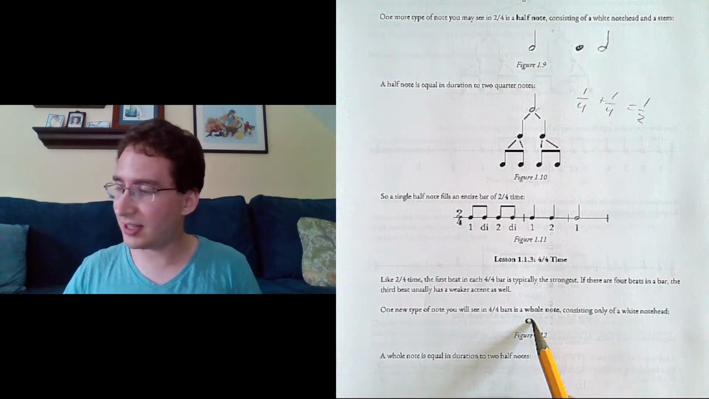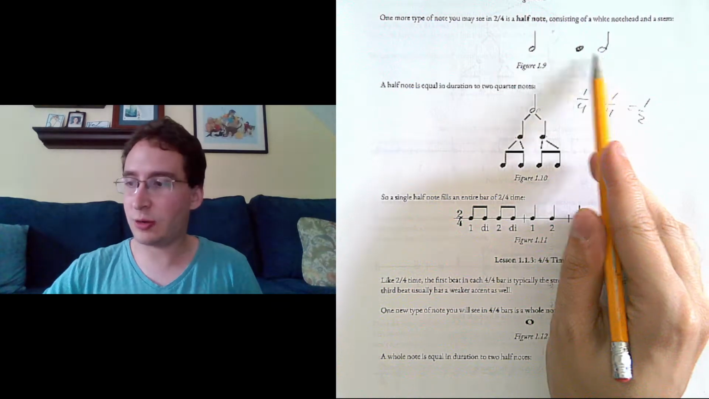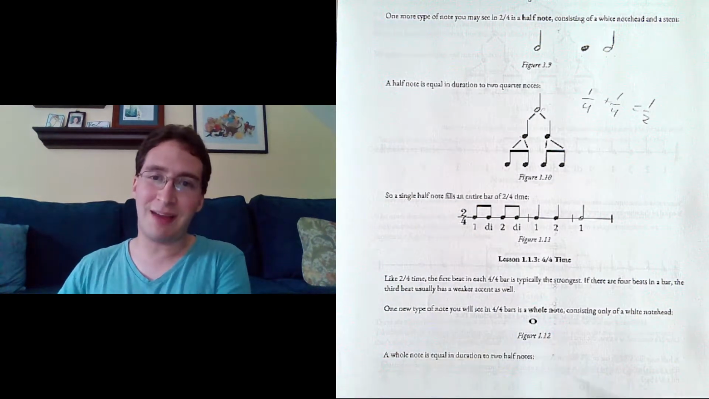What if we want only 1 note in a measure? 1 note that is worth 4 counts. Well, 4 quarter notes, 2 half notes. What would we use? 1 whole note. So a whole note is going to look like this. We already went from a black note head to a white note head, or filled in to hollow, however you want to think about it. Now we take away the stem and we get a whole note.